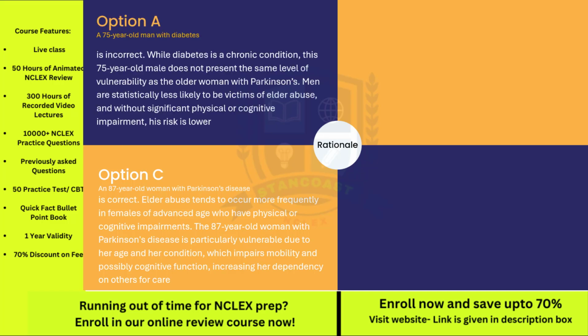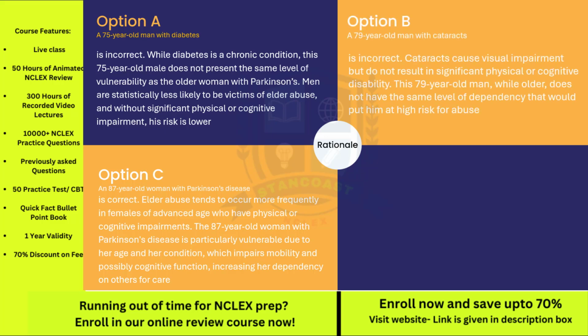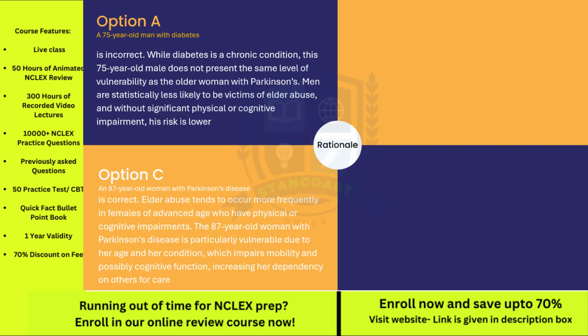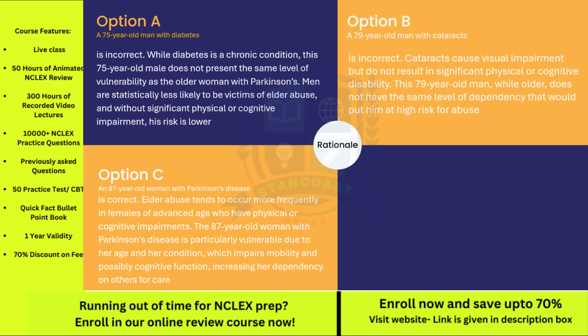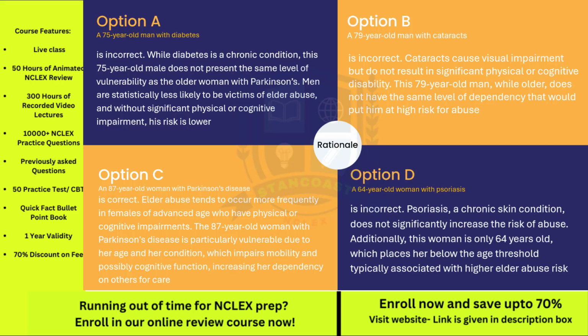A is incorrect. While diabetes is a chronic condition, this 75-year-old male does not present the same level of vulnerability as the older woman with Parkinson's. Men are statistically less likely to be victims of elder abuse, and without significant physical or cognitive impairment, his risk is lower. B is incorrect. Cataracts cause visual impairment, but do not result in significant physical or cognitive disability. This 79-year-old man, while older, does not have the same level of dependency that would put him at high risk for abuse.